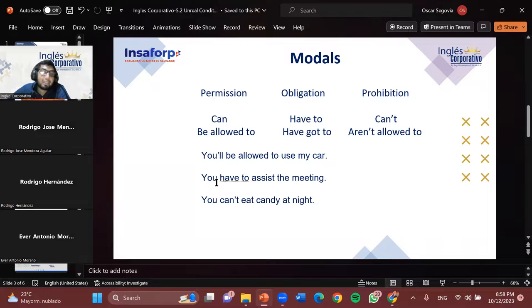Ahora, muy bien. You'll be allowed to use my car. I love this sentence. Sí. Se te permitirá utilizar mi carro o mi auto. You have to assist the meeting. Great. You have to assist the meeting.